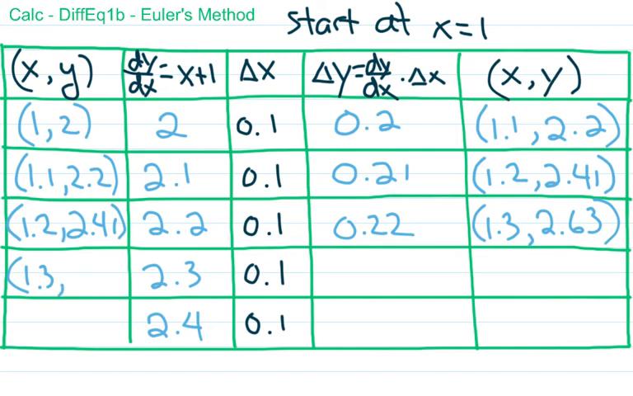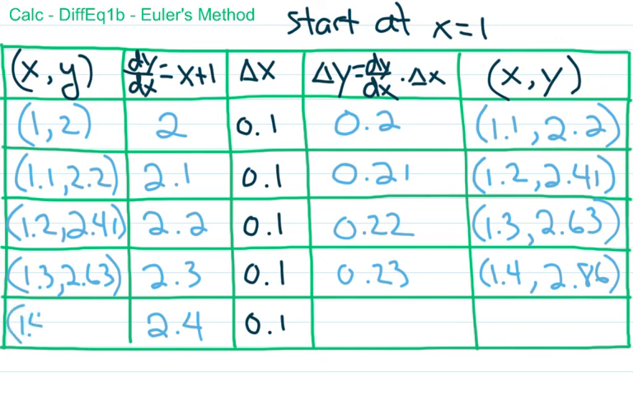Almost there. Second to last row, 1.3. Okay, 2.3 times 0.1, 0.23. You're probably going faster than me by now. We have 1.4 and 2.86.